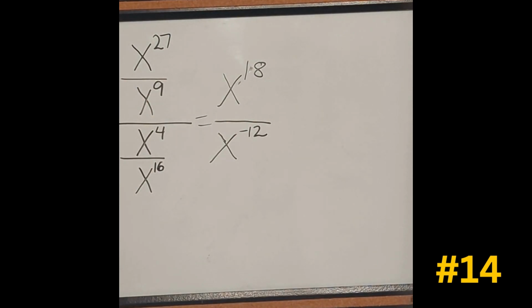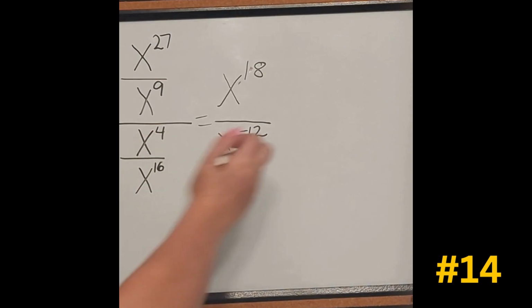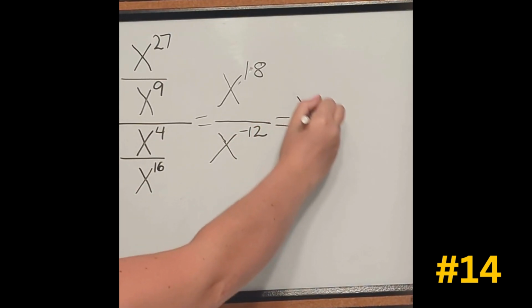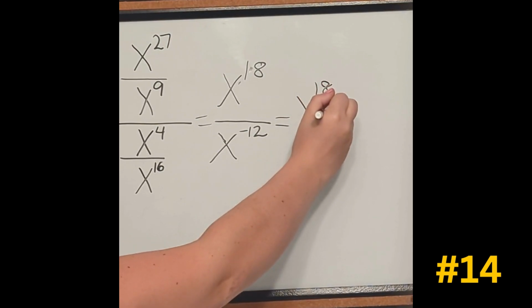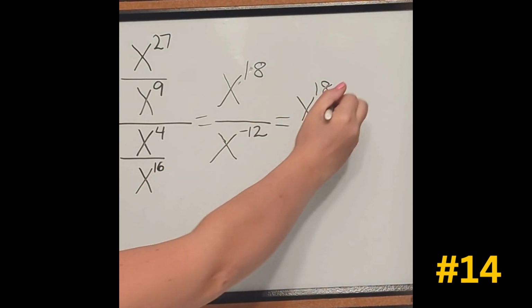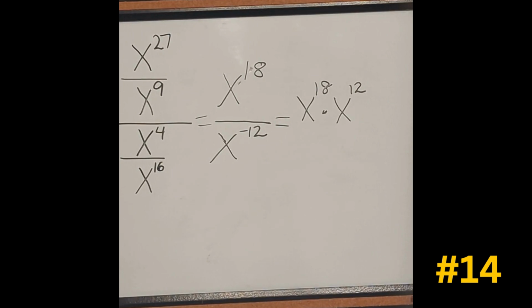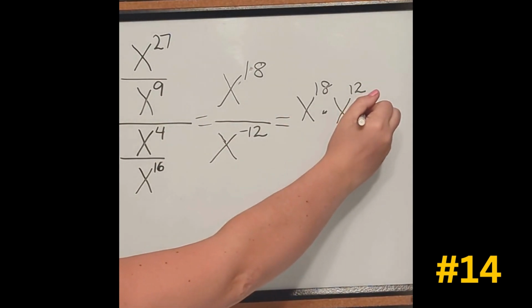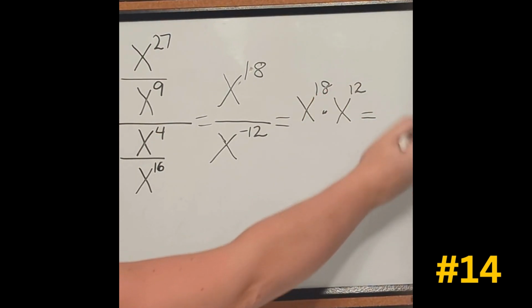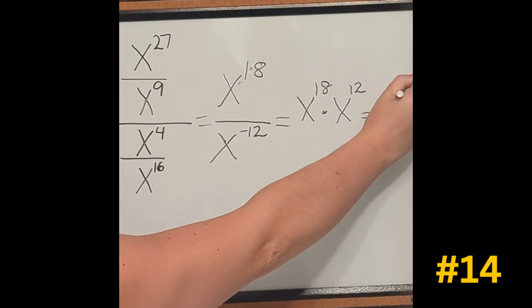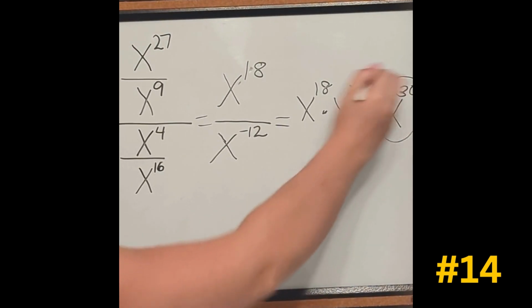negative 12. Do not freak out that you got a negative in the numerator. That is fine. Remember, we have a rule about that. If you have a negative in the denominator, that means it can flip up to the numerator and become a positive exponent. Okay? So now we have x to the 18th times x to the 12th. When we multiply like bases, we add the exponents. We get x to the 30th.